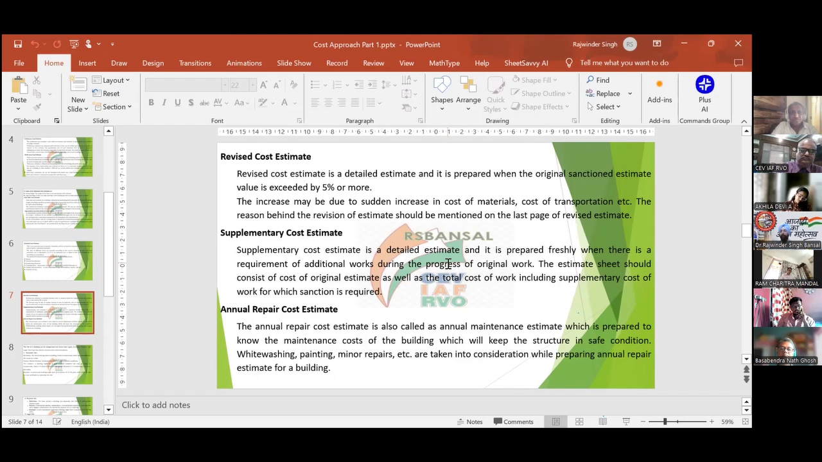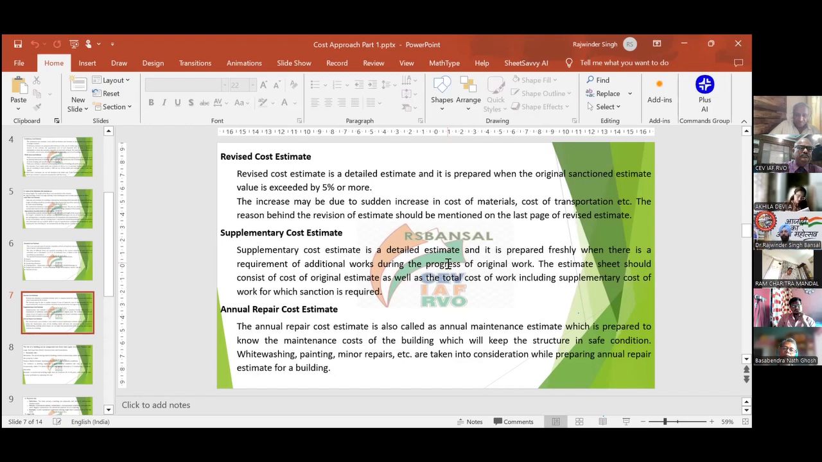Maybe during the execution of the project, let us suppose the cost of steel increases by 10 to 15% and the cost of other materials also increases by a large margin. So that will affect the cost of construction. In that case, a revised cost estimate has to be prepared. And then a supplementary cost estimate.